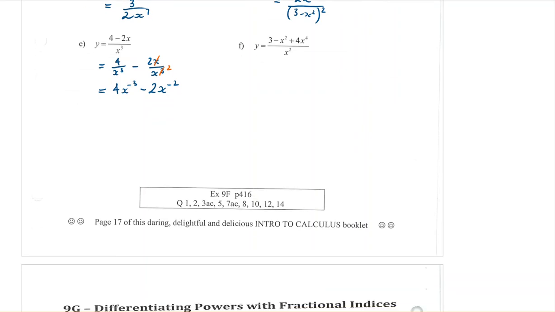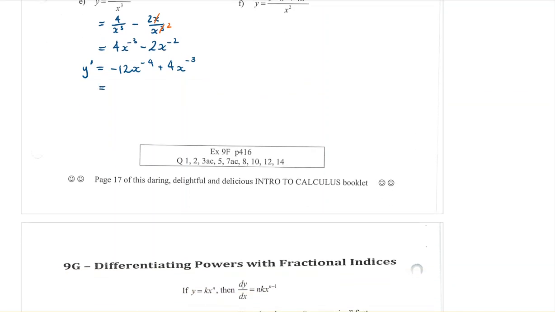So now I can differentiate. So I'm ready to do my dy over dx, or this time I'm going to use my y dash notation. So bring the power down the front. Minus 3 times 4 makes negative 12. X, and subtract 1 from the power makes negative 4. Now for the second term, minus 2 times minus 2 makes plus 4. X, subtract 1 from the power is negative 3. Now we can turn those back into positive indices by putting them back on the bottom. So minus 12 over x to the 4 plus 4 over x to the positive power of 3.